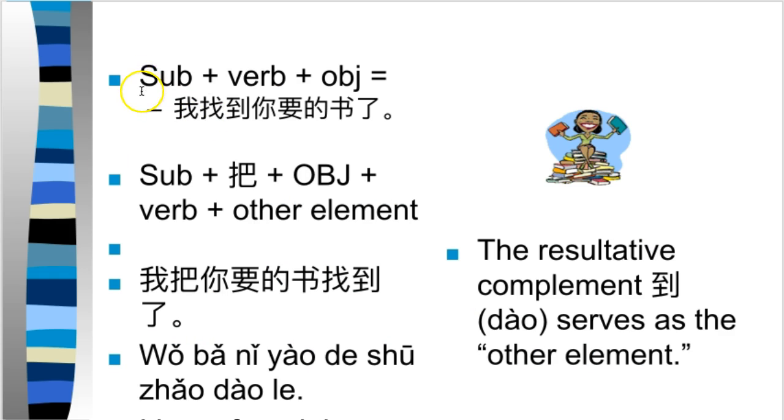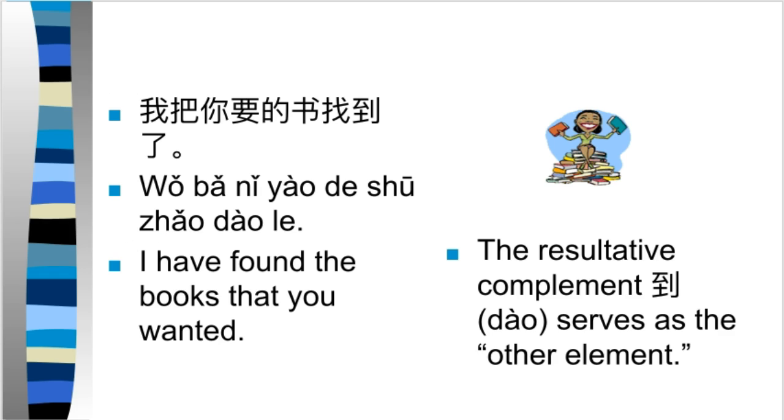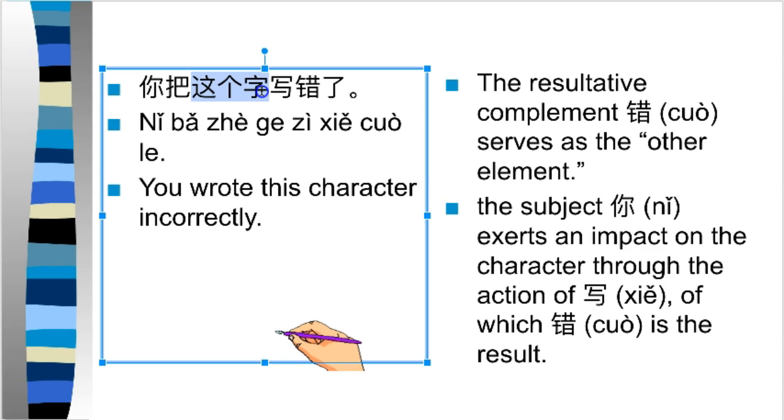All right, so let's look at some more examples of 把, and we can go into some of the details of the actual 把 structure. Let's look at this one. 你把这个字写错. All right, so the object is this word or this character. The verb is 写, and then 你把, you 把 this character wrote wrong. All right, so the resultative complement 错 here serves as the other element.